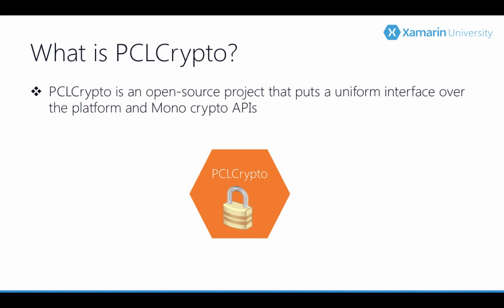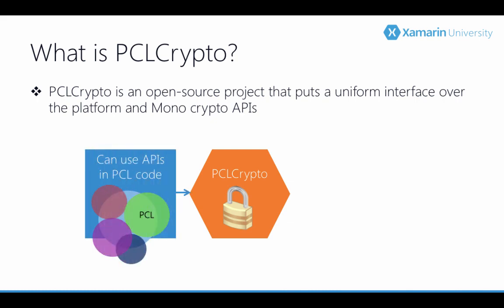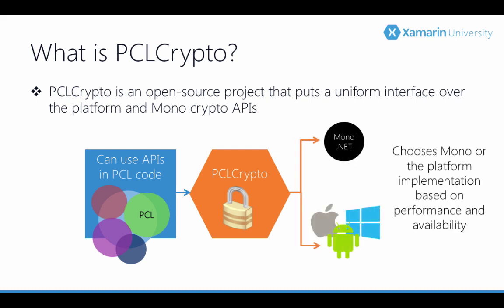So what exactly is PCL Crypto? Well, it's an open source project, and it wraps the native and Mono crypto APIs and exposes them via a uniform common API. Now, unlike System.Security, PCL Crypto is fully usable within a PCL, as we discussed already. And of course, probably the next question you have is, what does it support? It supports iOS, Android, Windows Phone, and Windows applications. And that includes both mobile and desktop, including the new UWP APIs.